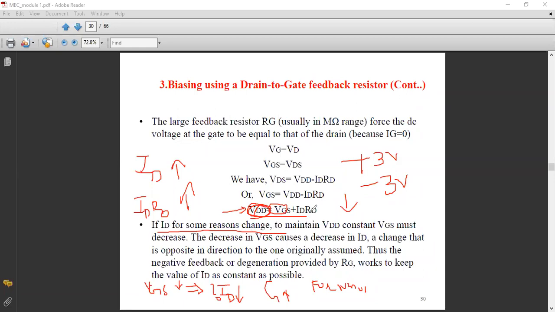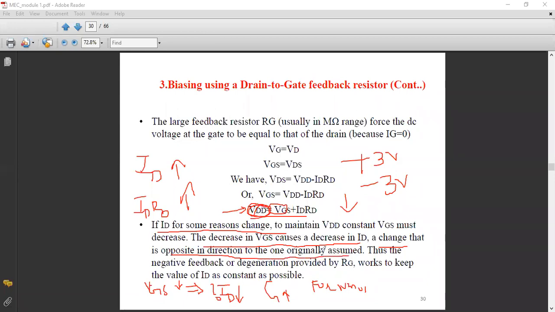Okay, then what happens is when ID increases, ID·RD increases. When ID·RD increases, what will happen? VGS has to decrease so that VDD will remain constant. This decrease in VGS will cause a decrease in ID, which is a change opposite in direction to the one originally assumed.